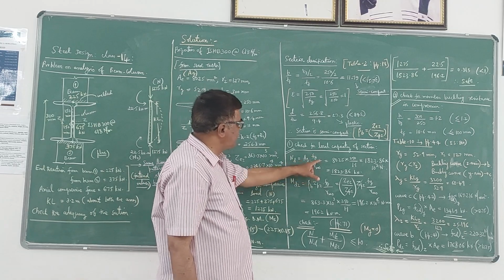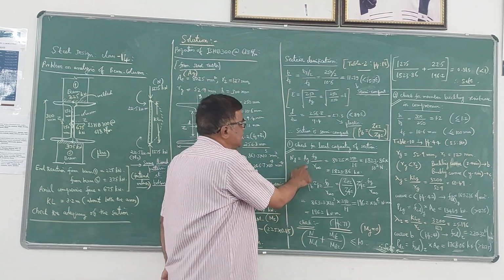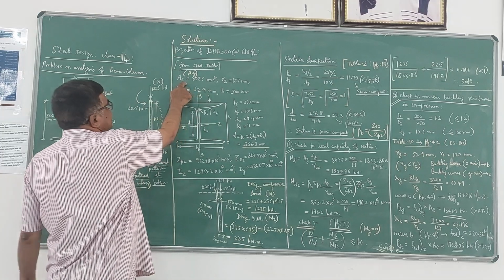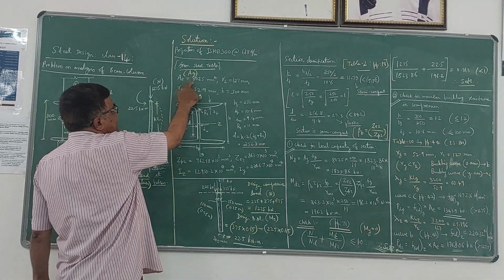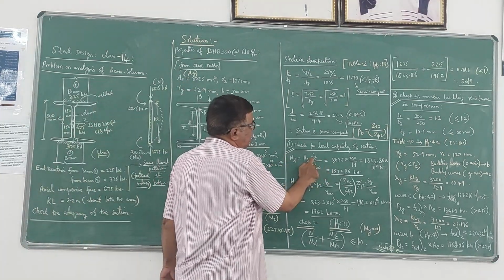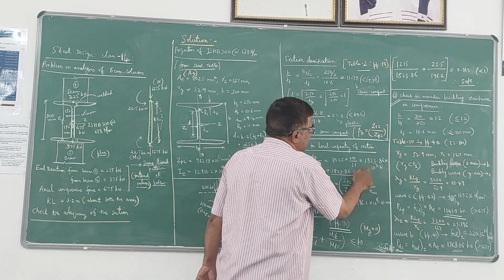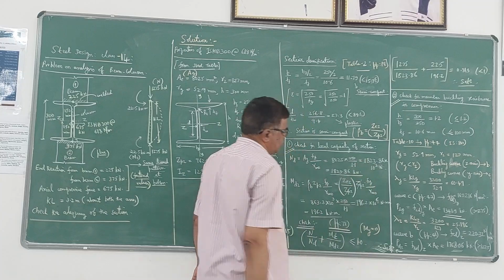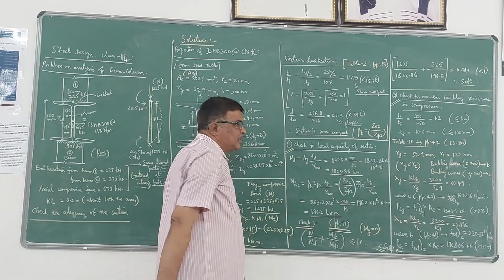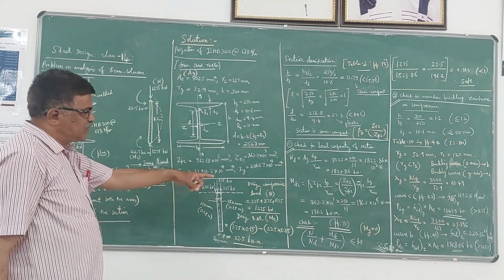So Ag into Fy by gamma m0. So Ag is this value of that section, the gross area of the section 8025 into 250 MPa is Fy divided by 1.1 is gamma m0. So you are going to get the value in newtons. So then you can convert it to kilonewton, 1823.86 kilonewton.